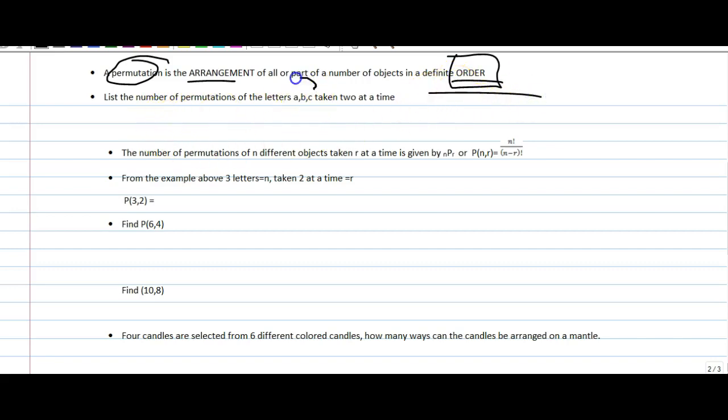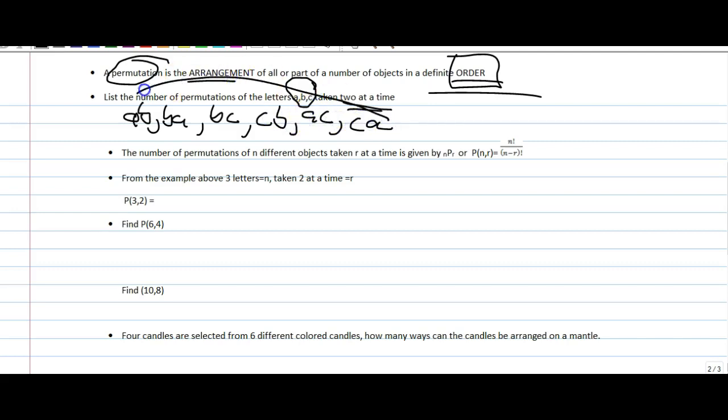So list the permutations of the letters A, B, C taken 2 at a time. So I'm going to choose 2 of the letters, and I'm going to find how many different arrangements of those 3 letters I can derive taken 2 at a time. So I have A, B, but if I change the order, I have a different permutation, B, A. So I can have B, C, and C, B, and I can also have A, C, and C, A. So there are 6 permutations of the letters A, B, C taken 2 at a time.